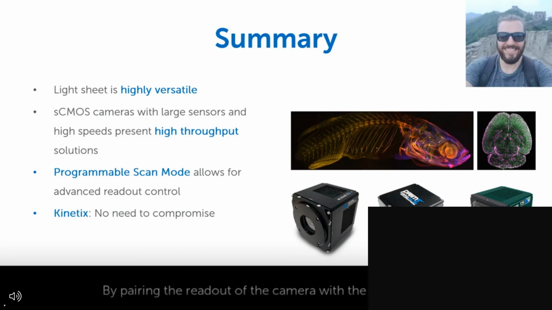By pairing the readout of the camera with the illumination, you can further cut down on the light dose and really run longer physiological experiments over the long term without damaging your samples. And again, there's the kinetics. With the kinetics, there's just no need to compromise. You get it all. You get the sensitivity, the speed, the field of view, and the high resolution. It's great for light sheet. We also offer the Prime BSI and Iris lines, which also perform extremely well for light sheet and match to different applications and different samples that you may want to image.